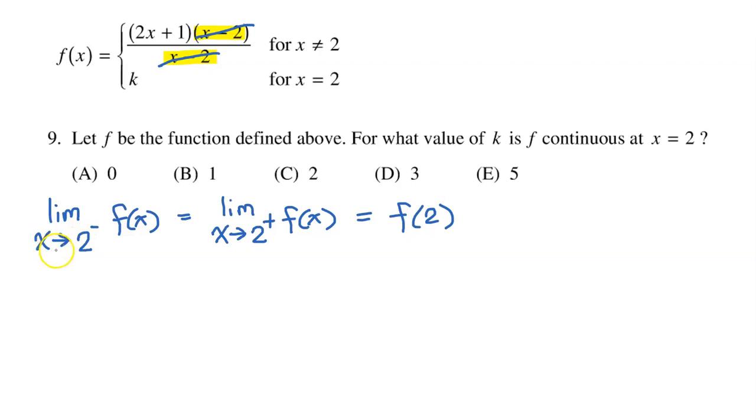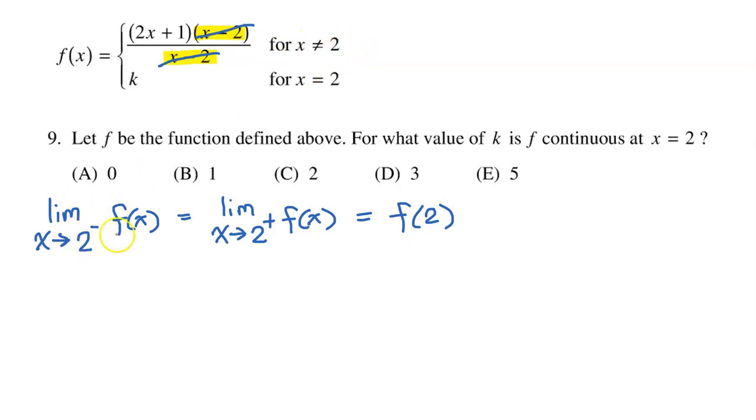When we think of the limit as x approaches 2 from the left, will we use the bottom piece, which is k, or will we use the top piece, which is 2x plus 1? Well, we are to use the top piece for all values except for x equals 2 itself. So if we are approaching 2 from the left, we are going to use the top piece. If we are approaching 2 from the right, we are going to use the top piece, because we won't be at x equals 2 if we were coming in from the left or from the right.